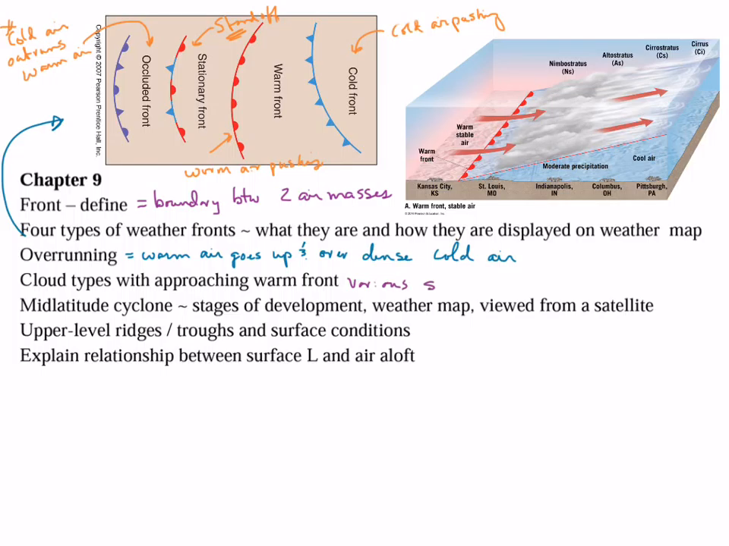And so overrunning is when warm air goes up and over cold air. Cloud types associated if you have a warm front coming: I drew a little person over here, and you're going to see the cirrus clouds first, then cirrostratus and altostratus, and then nimbostratus, which of course is raining. So these are all stratus, flat clouds.